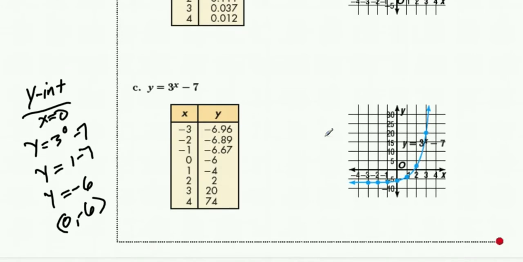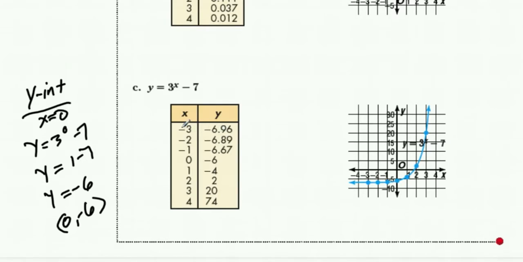In letter C, however, our constant is -7. So therefore, with -7 being our constant, our exponential graph now goes down and goes very close to -7, but never passes -7.